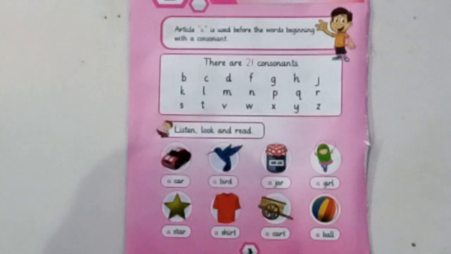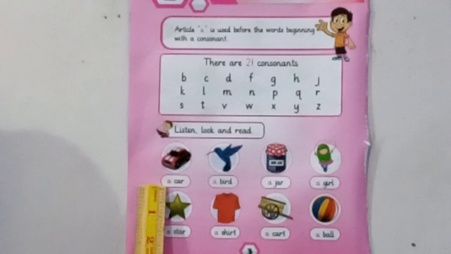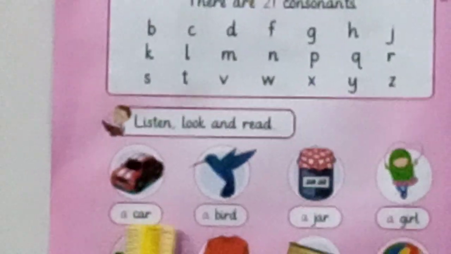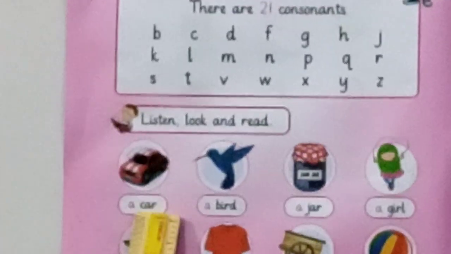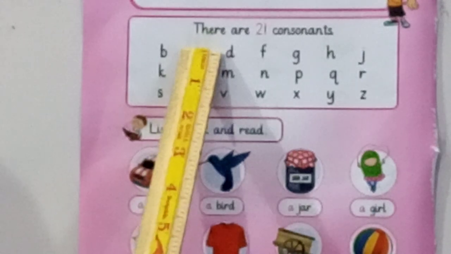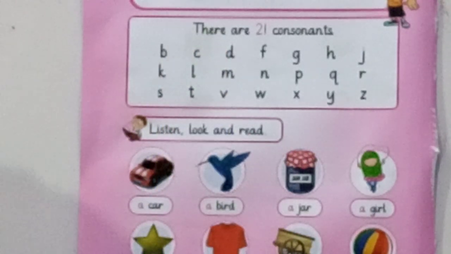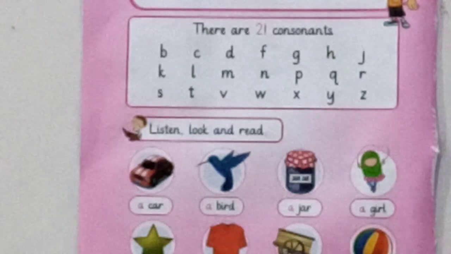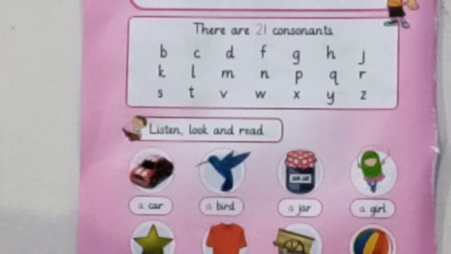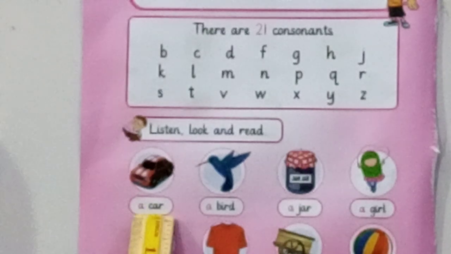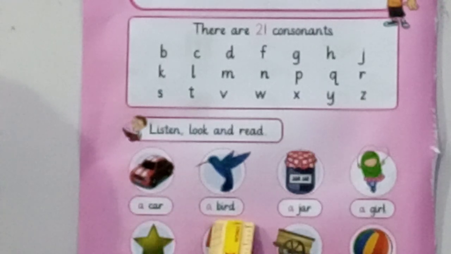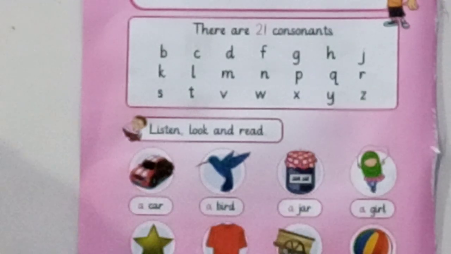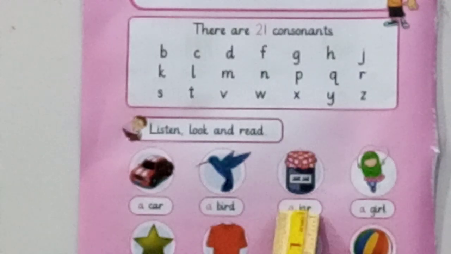Look at below, these are examples of consonants. Look carefully, we use a. We use a with the word car because car starts with the letter C and C is a consonant. Clear students? Article a is used before the words beginning with the consonants. A car, a bird. A jar.